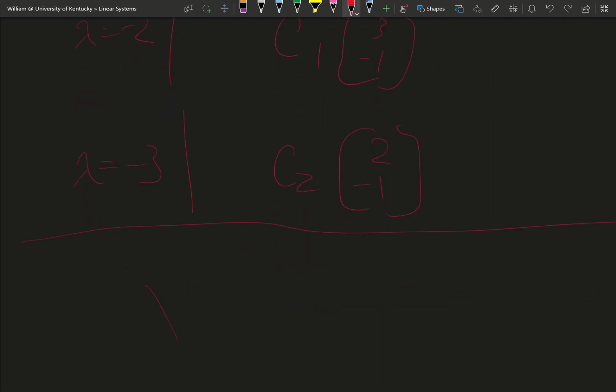That gives us now our final answer. c1 e to the negative 2t times 3, negative 1 plus c2 e to the negative 3t times 2, negative 1. Right, and we will end it there.